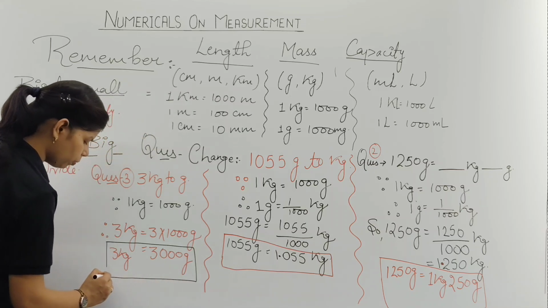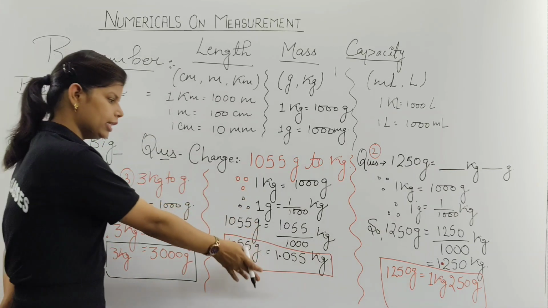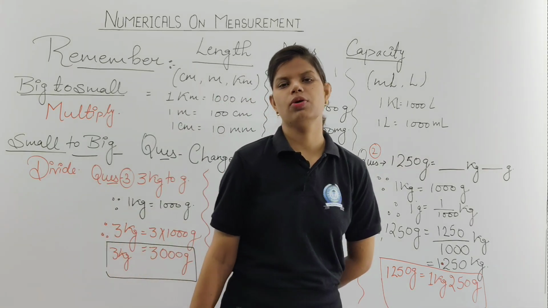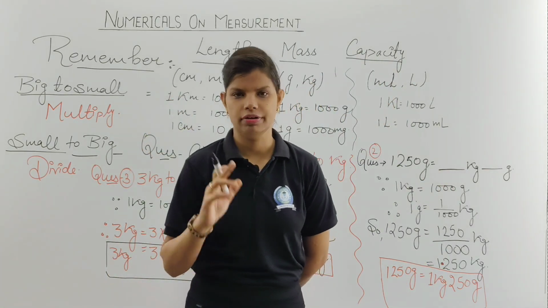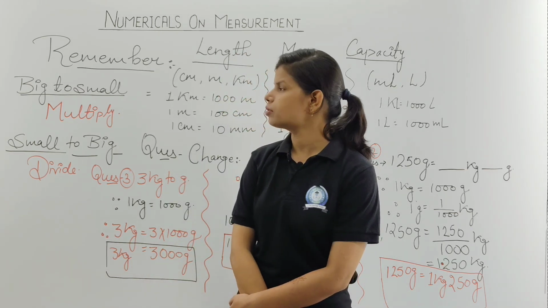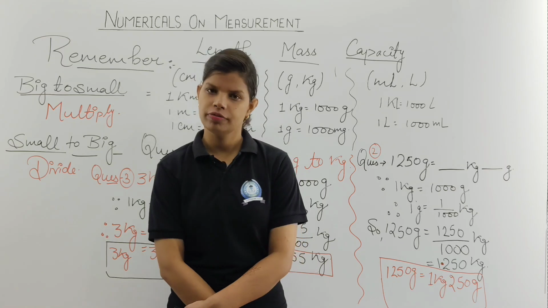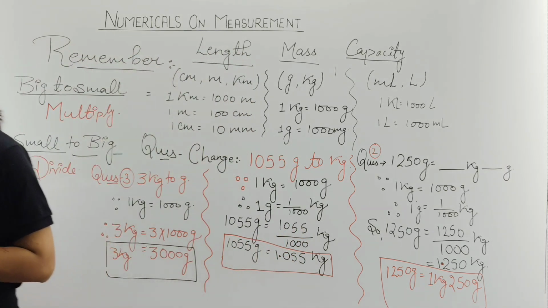Here we have used different operations. Here we have used multiply because we are converting bigger unit to the smaller unit. In the other cases we have converted smaller to the bigger. That's why we have used the operation divide. These are the two forms of questions which you are going to solve in measurement of length. Clear?